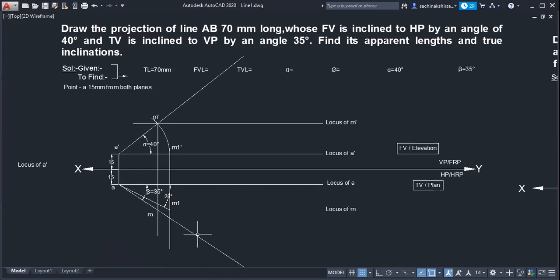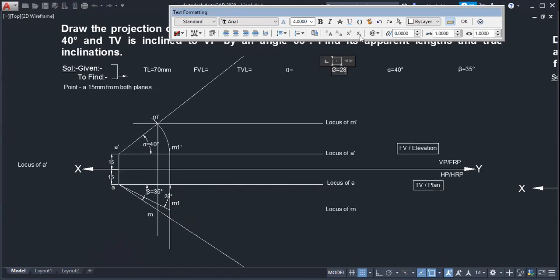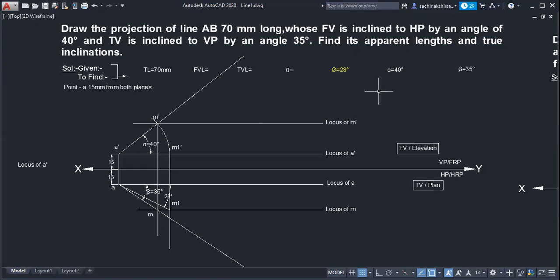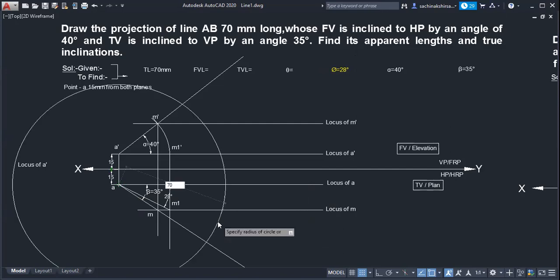Very simple. We now know the true length and two angles of the triangle. So what can we do now? We can mark the true length of our answer easily. How can we mark it? What is the true length? 70 mm. So you can take the center point as A, take a distance equal to 70 in the compass and mark it.